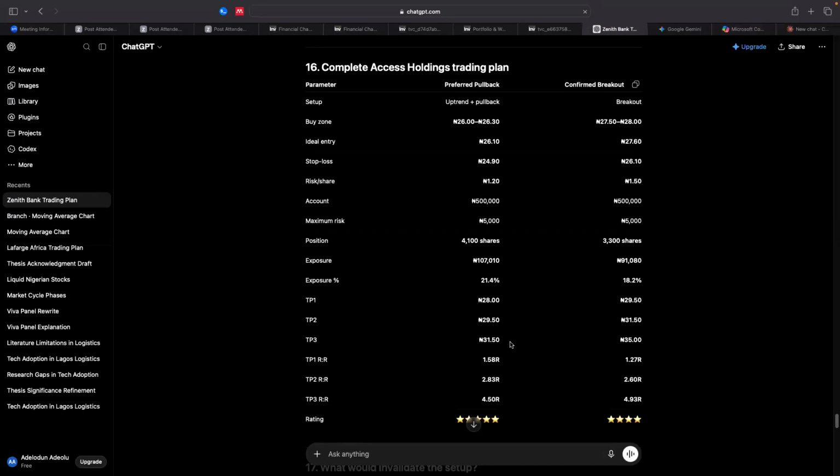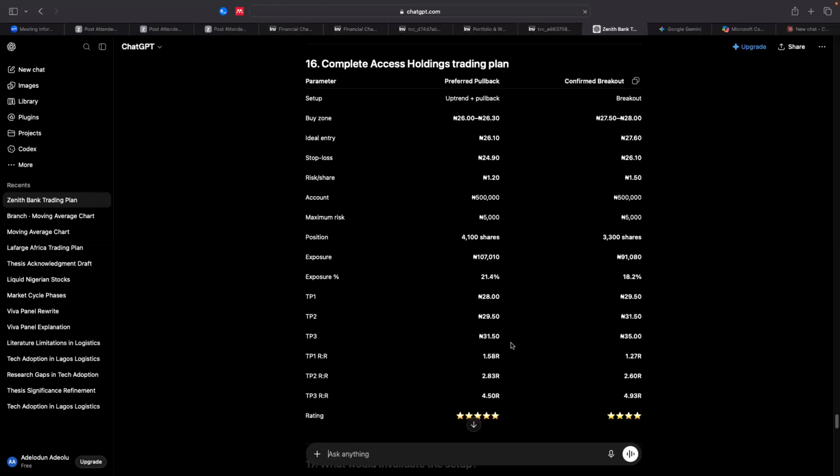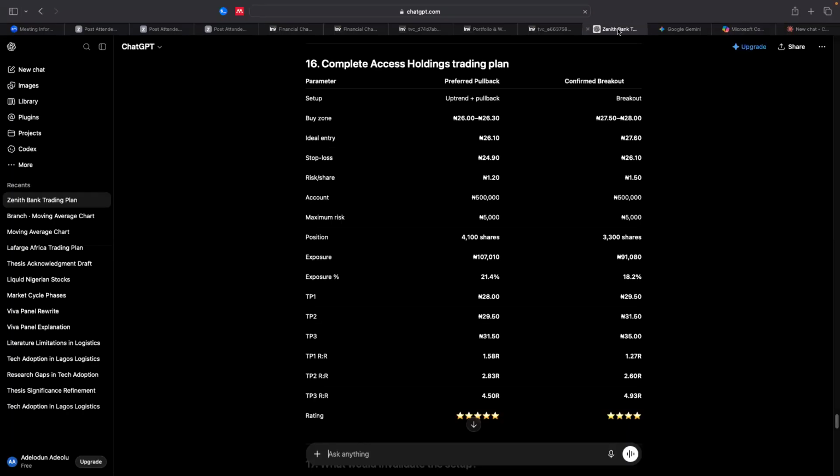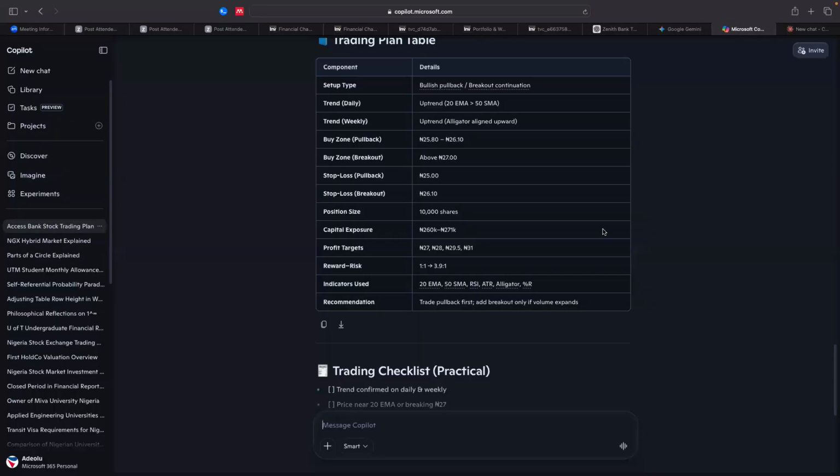But if I look at ChatGPT, it is saying 28, 29 naira 50, and 31 naira 50. Copilot is saying 27, 28, 29 naira 50. Those two are kind of close. They are more realistic, because last week I think Access got to like 30 naira, thereabout, before coming back again. So that means I want to test 27 or 28 again sometime in the coming weeks. So that looks more realistic.